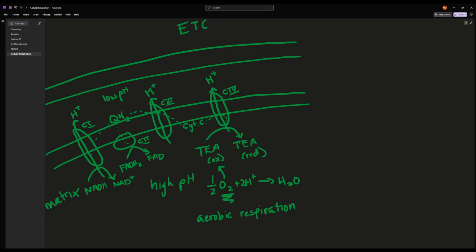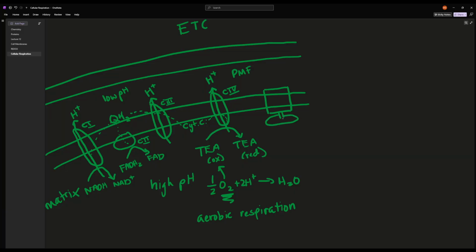Okay? So the ETC is going to directly produce H+, high concentration in the IMS and low concentration in the matrix. In other words, the ETC directly produces a proton motive force. And if we think about it, the exergonic flow of protons is going to be into the matrix from the IMS. So let's take advantage of that. And we're going to add in our last enzyme. This is ATP synthase.